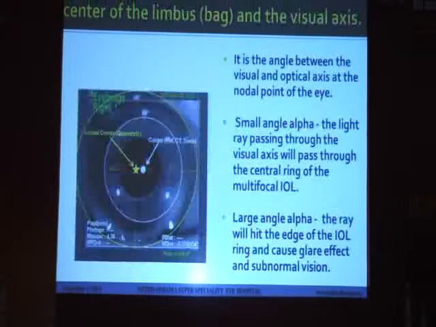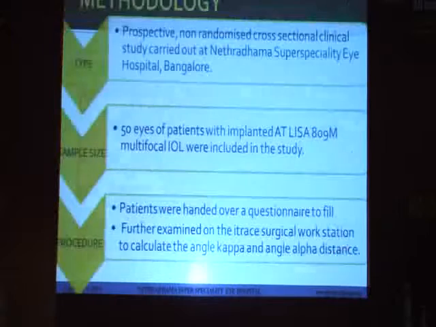Now, what is angle alpha? Angle alpha is the distance between the center of the limbus, which corresponds to the center of the bag, and the visual axis. In short, it is the angle between the visual and the optical axis at the nodal point of the eye. The same ray dynamics hold true here too.